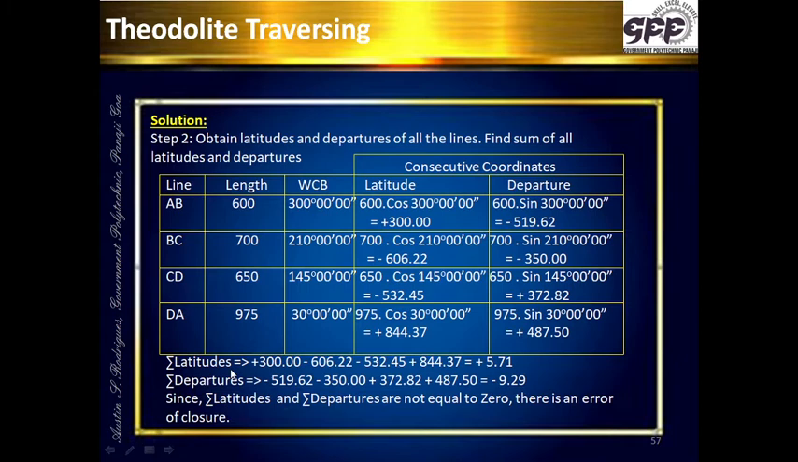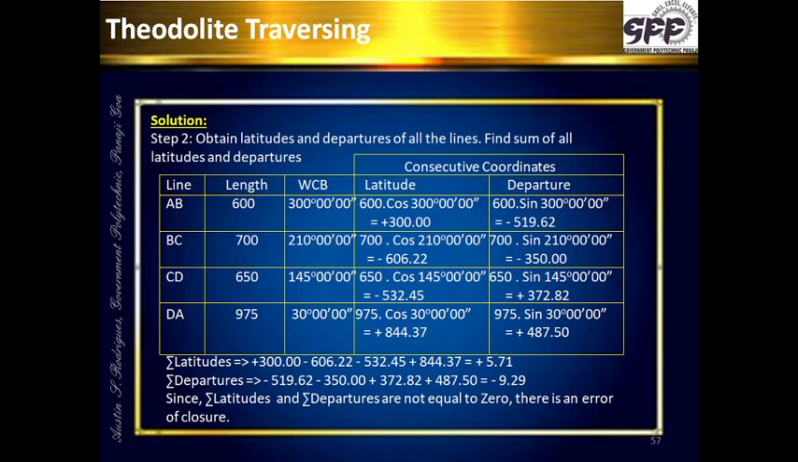The very fact that the latitude as well as departure both are non-zero figures over here means there is an error of closure or closing error. Latitude is not zero, departure is also not zero. Even if one of them was zero and the other one was not zero, there would have been a closing error.